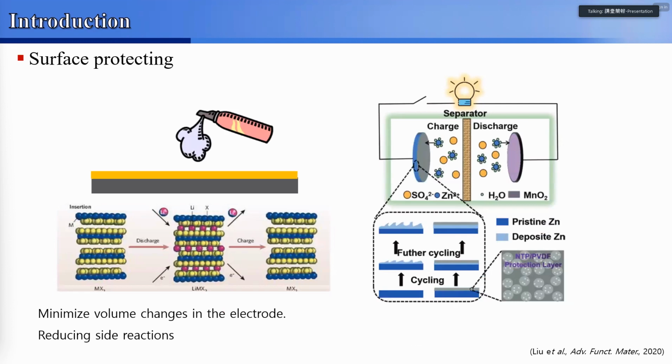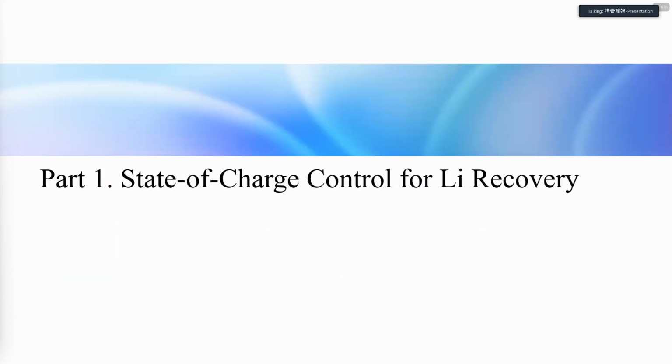Another strategy for improving battery technology is surface protection, especially using some polymers on the surface of the battery electrode. It is possible to minimize volume change in the electrode and reduce side reactions. And in part one, I'll talk about state of charge control for lithium recovery.